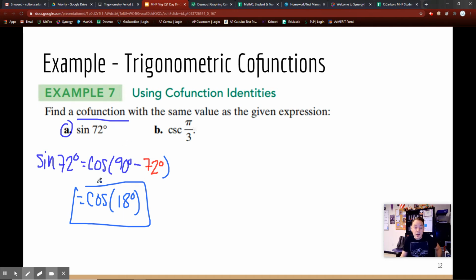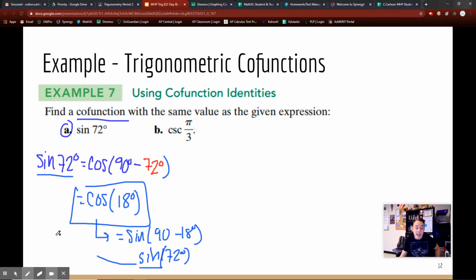Now the co-function of cosine of 18 is sine of 72. If you wanted to do, what's the co-function of that? It's sine and then 90 degrees minus 18. Of course, this is sine of 72 degrees. So this is the exact same thing. You can flip-flop back and forth. So the co-function of sine of 72 is always, no matter what, the cosine of 18 degrees. That's why it's called an identity. Now, if you have cosecant, its co-function is actually secant.